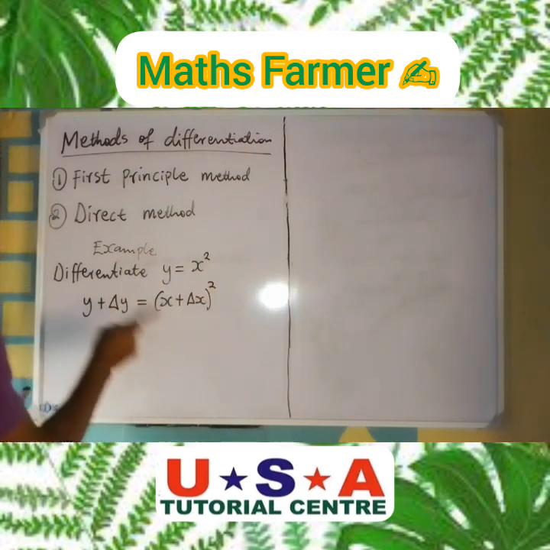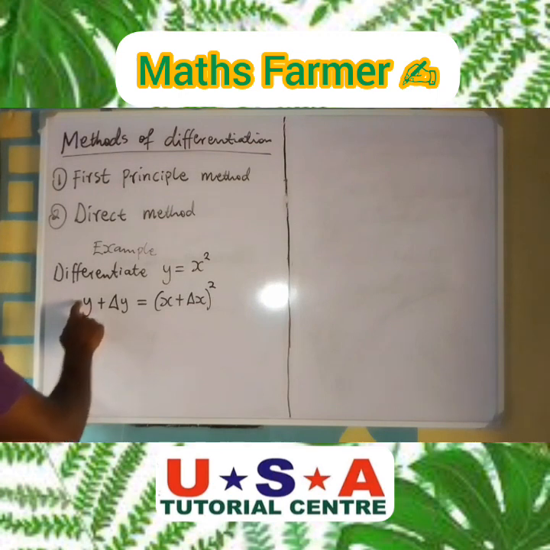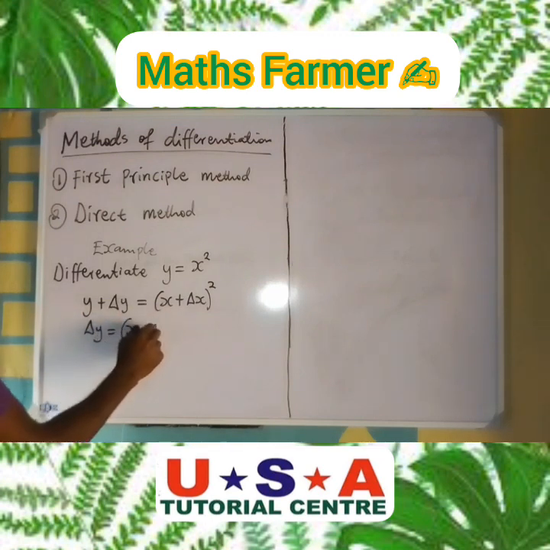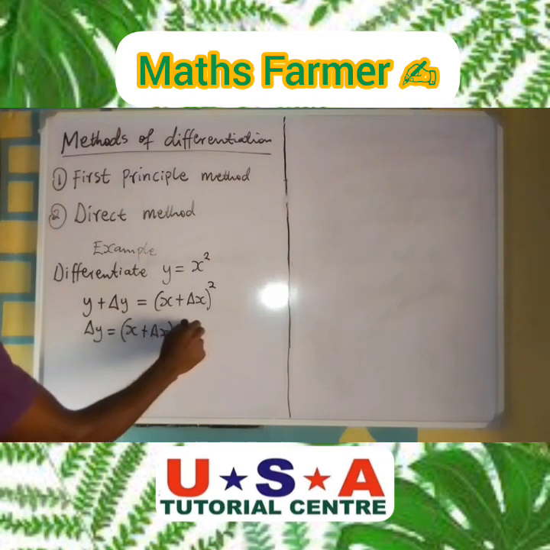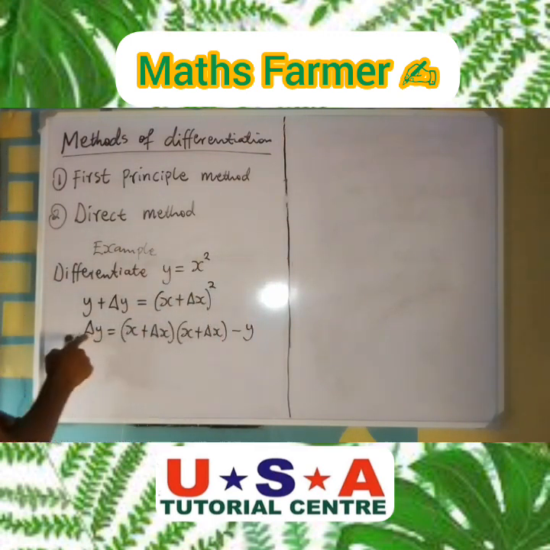So the next step, make delta y the subject of the formula. That means we have to move this y to this side, making delta y the subject. Delta y is equal to x plus delta x, which means two brackets, so we have to put the two brackets. As we are making delta y the subject, we are moving y to this side. That means we have minus y. That is the second step, make delta y the subject.